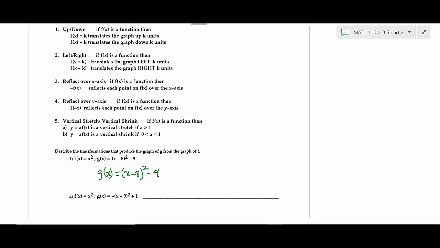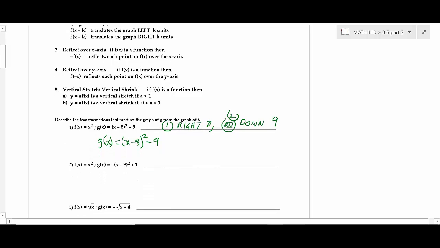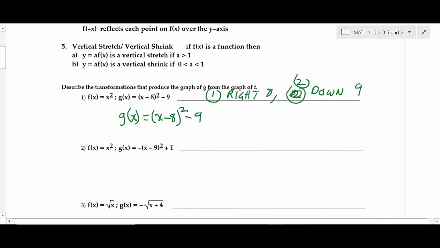So on number 1, how many transformations are there? There are 2. What are they? Right 8, down 9. In that order too. Let's put them in the right order while we're at it. So it would just be right 8. And then the second one would be down 9 like that. Now we're not going to graph it or anything. I just want to make sure that you can identify the transformations. Okay.